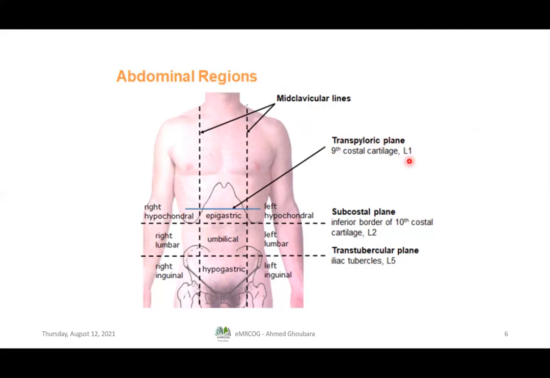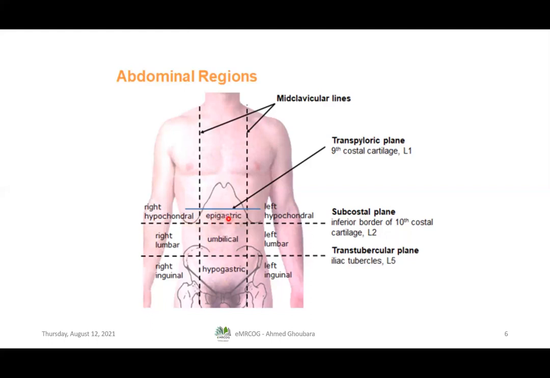This is the transpyloric plane, which runs at the level of the 9th costal cartilage, right here. So it's a little bit above the subcostal plane. It's called transpyloric because it runs through the pylorus of the stomach. The subcostal plane is at the level of the 10th costal cartilage. So we can use the subcostal plane instead of the umbilicus. As you can see from this picture, it runs directly through the umbilicus.